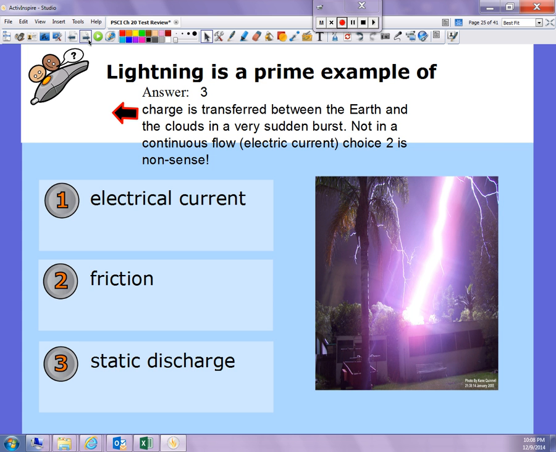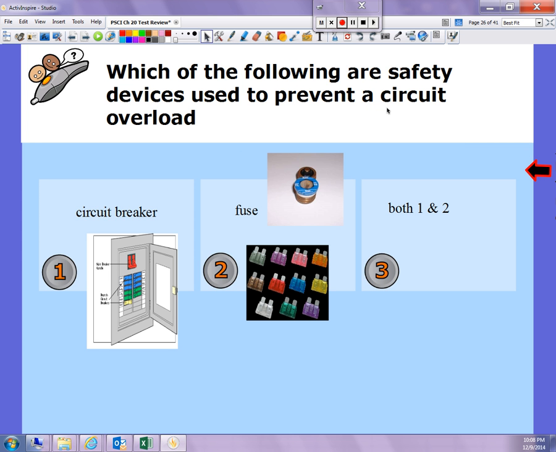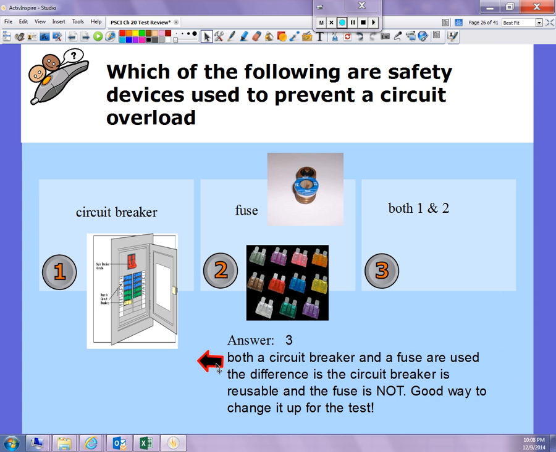All right, next one. Which of the following are safety devices that are used to prevent a circuit overload? 1, circuit breaker, 2, fuse, 3, both 1 and 2. Okay, student responses. Last call for student responses. Okay, the answer is 3.